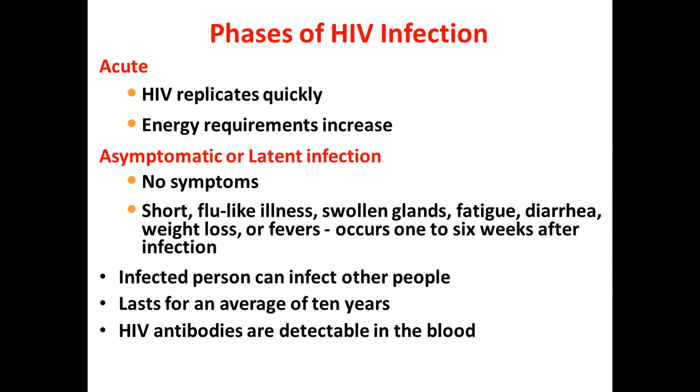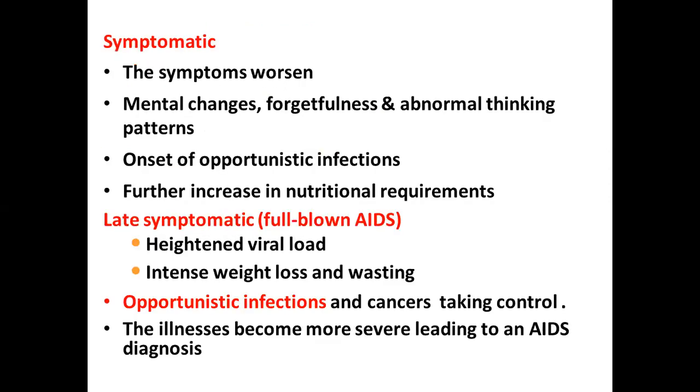Similarly, in the asymptomatic stage, usually the patient has no symptoms or has prodromal symptoms like flu, swollen glands, fatigue, diarrhea. An infected person can infect other people in this stage. This lasts for 10 years, and HIV antibodies are detected in the asymptomatic or latent infections. In the symptomatic stage, whatever symptoms develop will gradually deteriorate and worsen. Especially there will be mental changes, an abnormal thinking pattern, and onset of opportunistic infections.